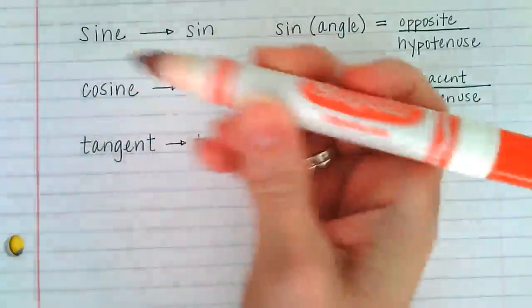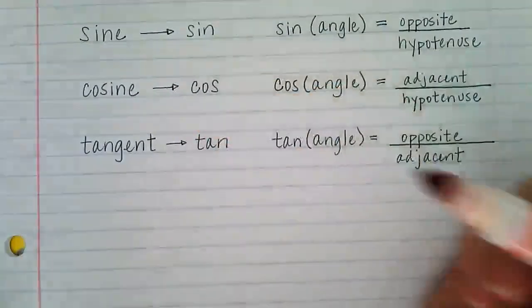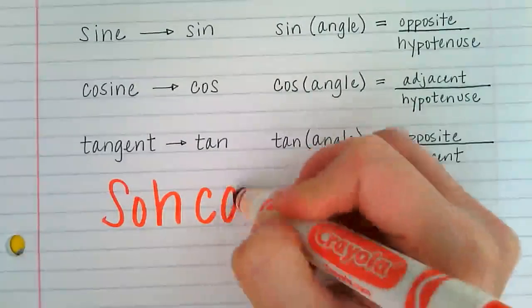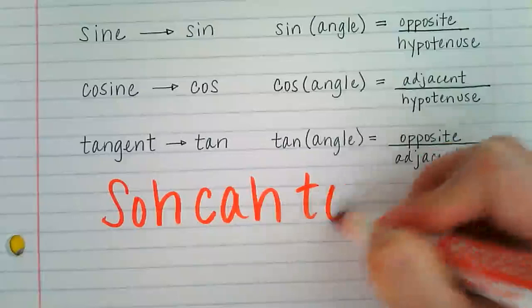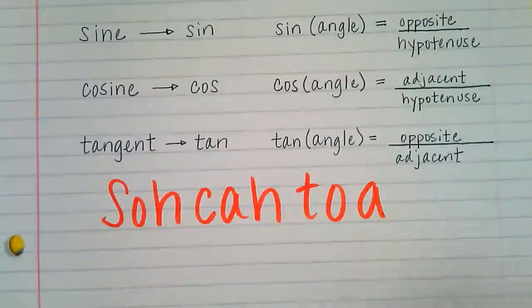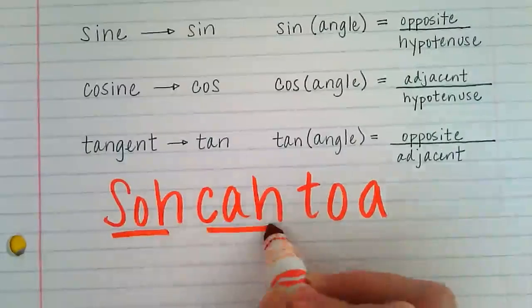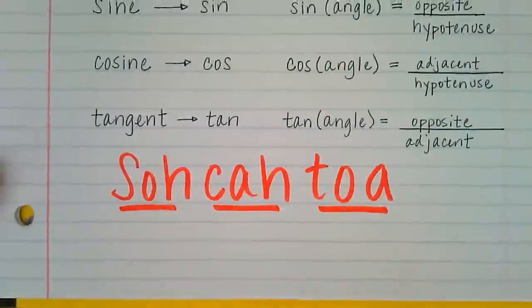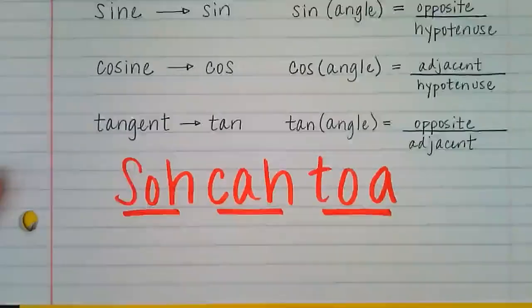It's so important, I'm using a fat marker. So we're going to do SOHCAHTOA. This is an acronym that is going to help you remember which ones are which.